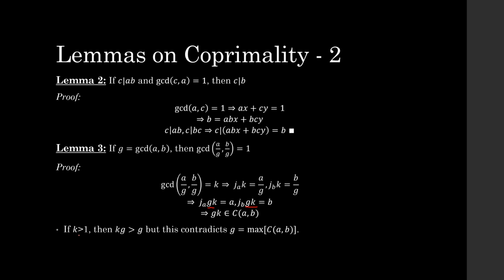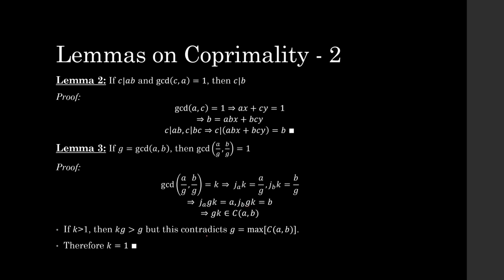So if K is bigger than 1, then KG is going to be bigger than G, simply by multiplying this expression by G. But that contradicts that G is the maximum of the common divisors of A and B, because G is the GCD of A and B, and that's the definition of a GCD. KG is an element of the common divisors, but it's bigger than what's supposed to be the maximum element, so that's not possible. So K can't be bigger than 1, and K can't be smaller than 1, because we're talking about the greatest common divisor. And 1 is always at least a common divisor, so K has to be equal to 1. And so that proves that the GCD of A over G and B over G is 1.